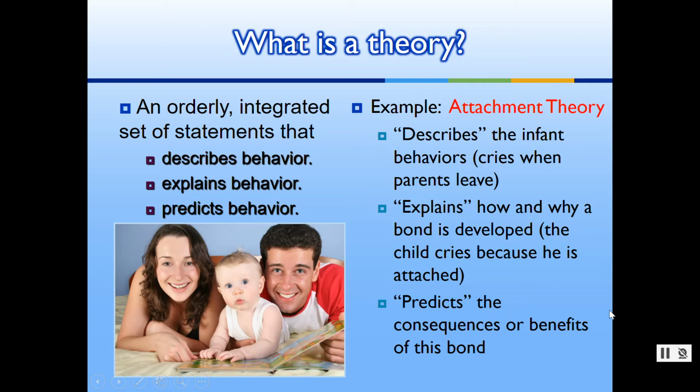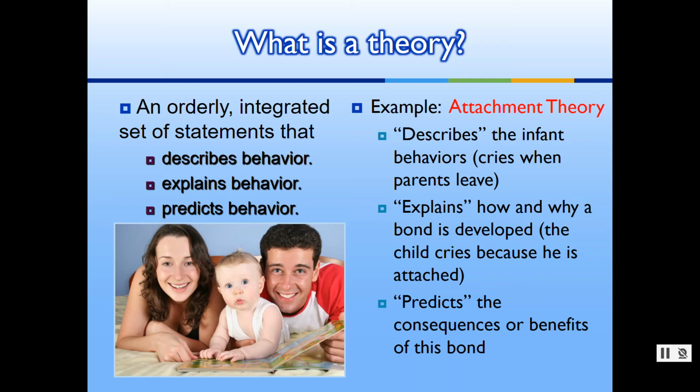Now, before we get into the next section of chapter one, which is about theories, what is a theory? So, a definition of a theory is that it describes behavior, explains behavior, and predicts behavior. Well, what does that mean? Theories are these orderly, integrated set of statements. Well, they're meant to do something specific. So I know we haven't talked about attachment theory yet. That comes in chapter 7, but I'm sure you've heard of attachment or at least having a relationship between parents and children.